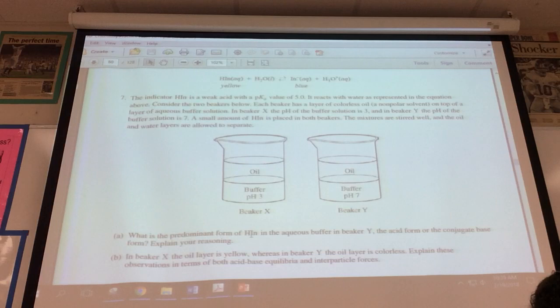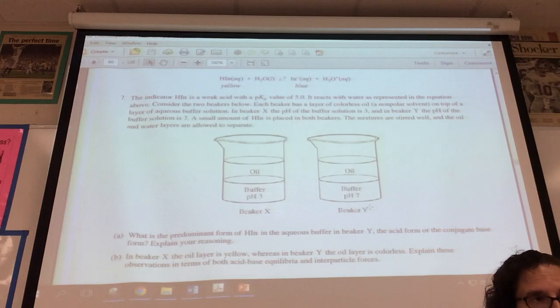What is the predominant form of the indicator in the aqueous buffer in beaker Y? Is it this or this? Why? Explain your reasoning. That's not a choice. The ion. Yes. Be careful. Do you have to say ion negative? Yes. So why would it be that one? Because the pH is greater, so it goes in the forward reaction.